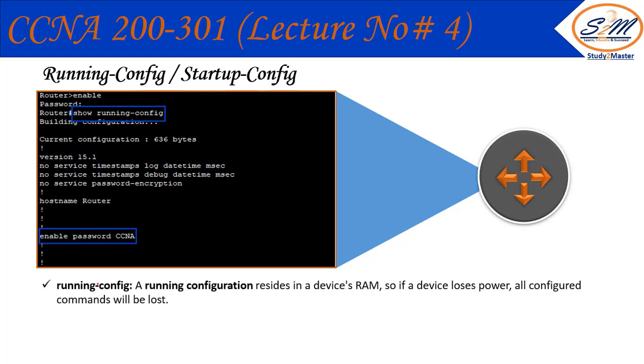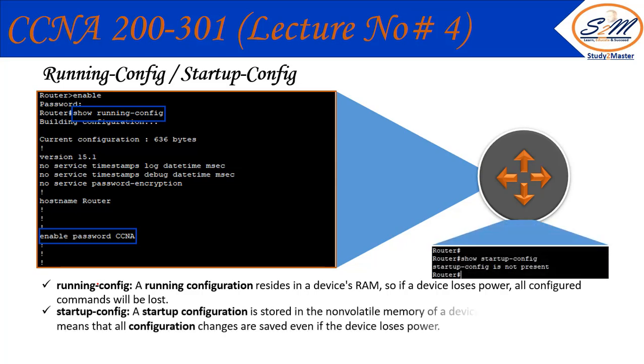After losing power, all the configuration will be lost. So instead, we are using a startup configuration. A startup configuration is kept in non-volatile memory. So when the power goes down, the configuration is still safe in the router or Cisco device. So in these two examples, I illustrate both of them.